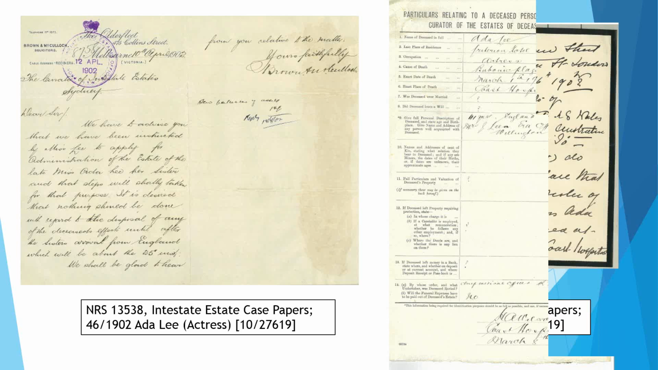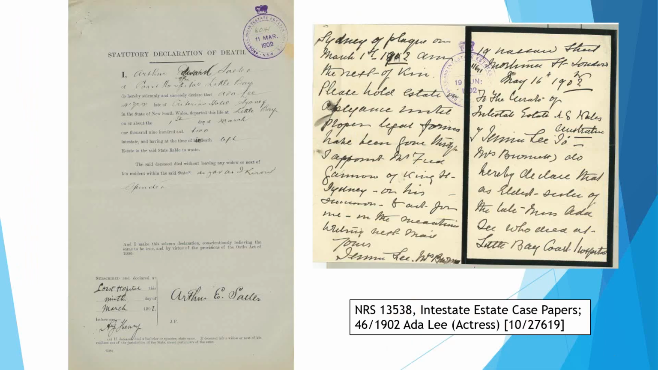Flicking slowly over to the next screen there, we have the statutory declaration of death on the left-hand side. So this confirmed that she died on the 1st of March 1902. And as far as they know, she wasn't married, she was a spinster.